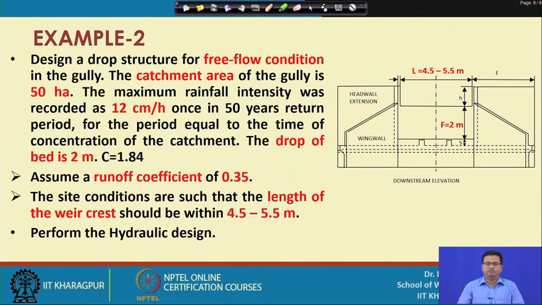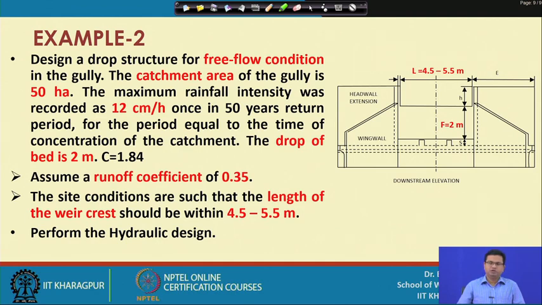In this case the value of Q, the design discharge, is not given. So, you have to estimate the design discharge. The design discharge can be estimated by using the rational formula, which gives the design peak rainfall runoff. The design peak runoff is Q equal to K I A, where K is the runoff coefficient, I is the design rainfall intensity, which is given here as 12 centimeter per hour, and A is your catchment area, equal to 50 hectare. Once Q is known, then we can follow the procedure we adopted for solving example number 1.